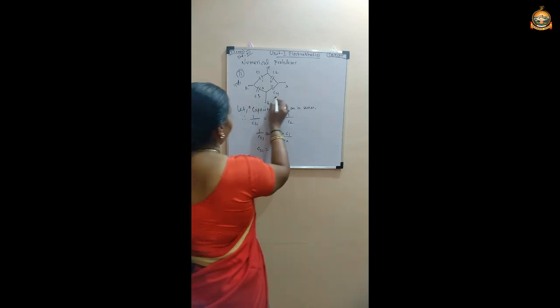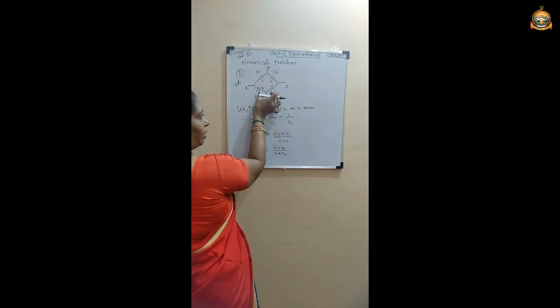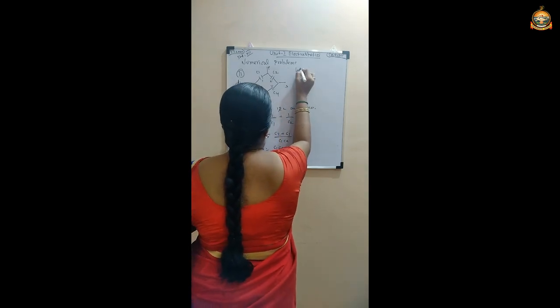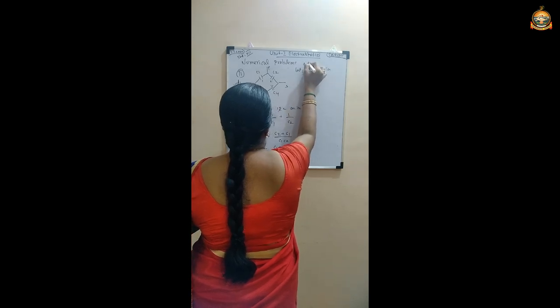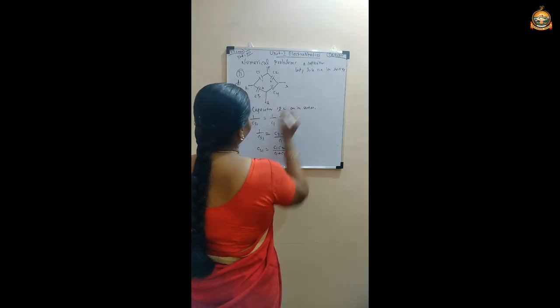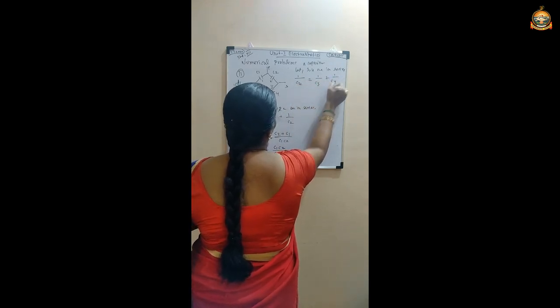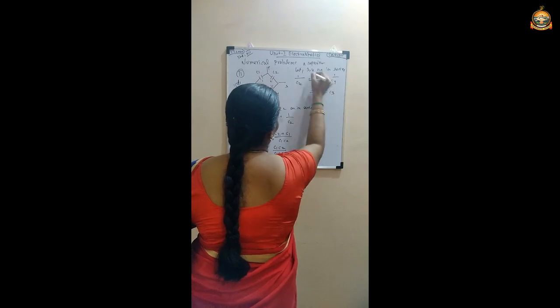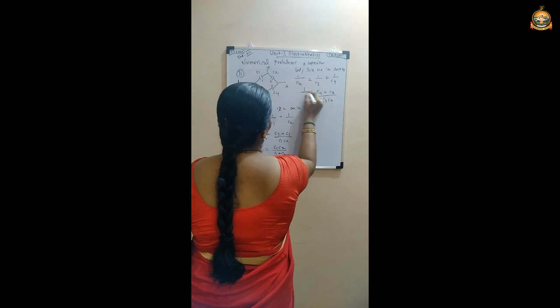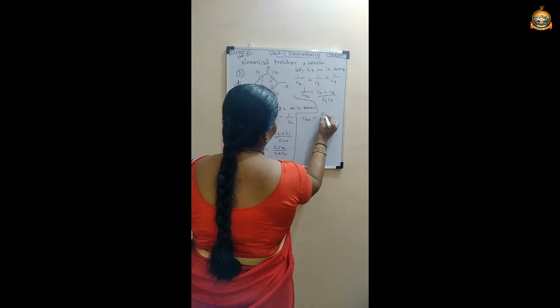Now, similarly, C3 and C4 are also in series. Therefore, once again, we have to find the effective capacitance for this series combination. Let capacitors 3 and 4 be in series. Therefore, 1 by CS2 is equal to 1 by C3 plus 1 by C4. That is equal to C4 plus C3, cross multiply, over C3 into C4. Therefore, CS2 is equal to C3 C4 divided by C3 plus C4.